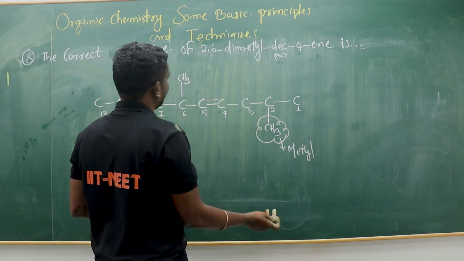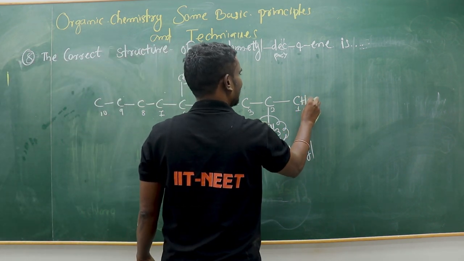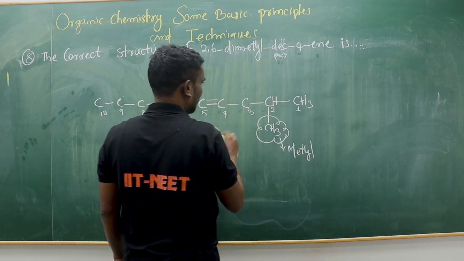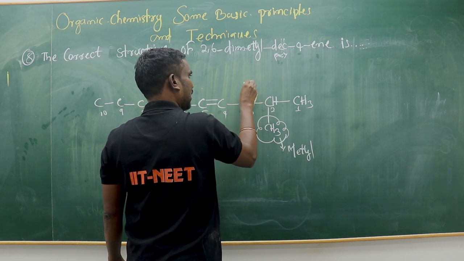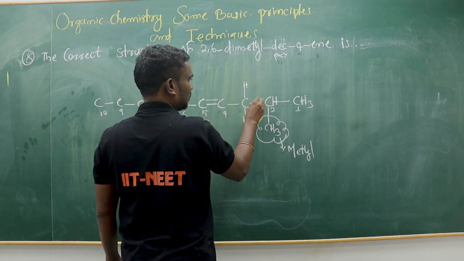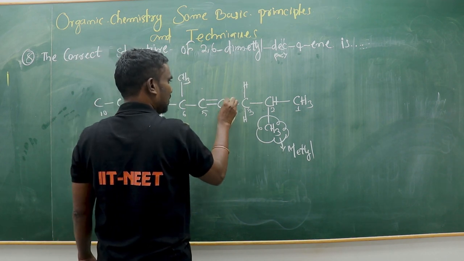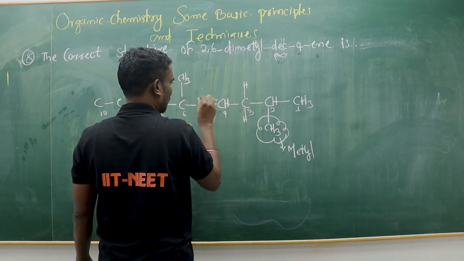So what is next? You have to add hydrogens. See, 1, 2, 3, 3 finished, so add 1 hydrogen. Here, add 2 hydrogens. Why? Because of 4 bonds: 1, 2, 3, 4. It is an sp3 carbon. Right here, add 1 hydrogen. 1, 2, 3, 4. Finished.